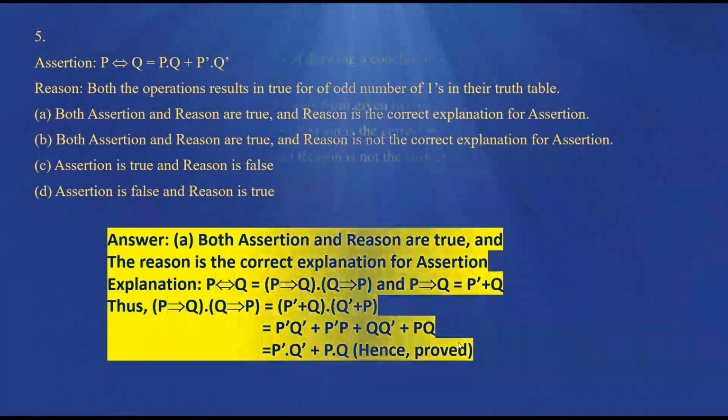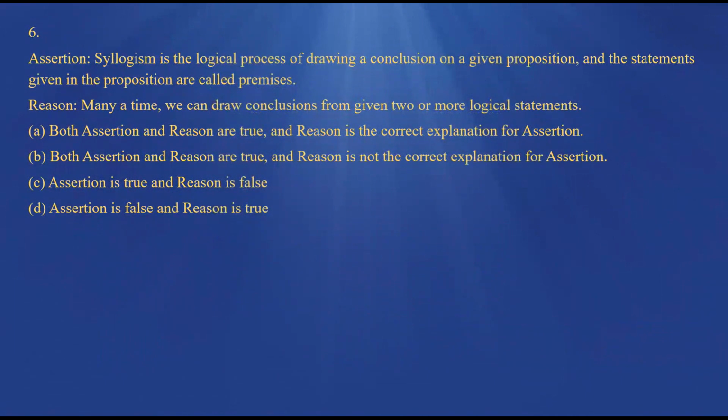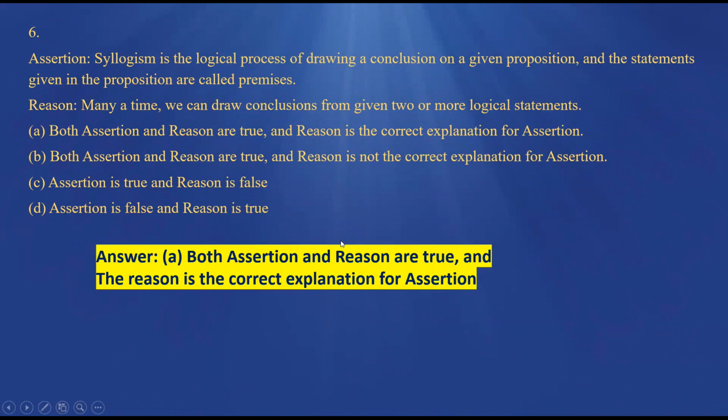Next question. Assertion: Inference is the logical process of drawing a conclusion from a given proposition, and the statements in the given proposition are called premises. Reason: many a time we can draw a conclusion from given two or more logical statements. Let's see the answer. Both assertion and reason are true, and the reason is the correct explanation of the assertion. Next question.